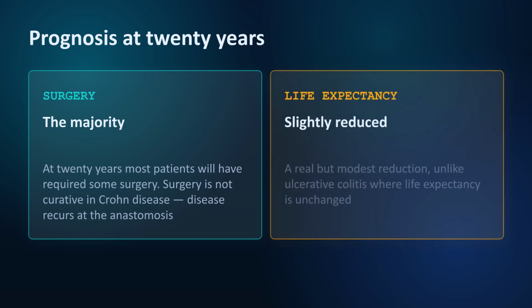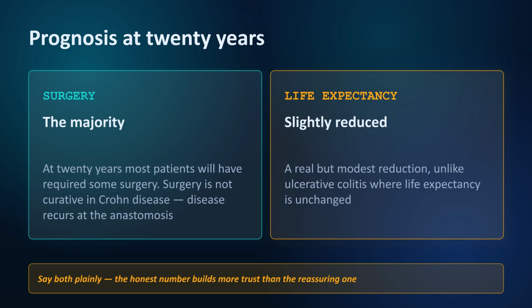Overall life expectancy is slightly reduced. A real but modest reduction. Unlike ulcerative colitis, where life expectancy is unchanged. Say both of those plainly. The honest number builds more trust than the reassuring one. Post-operative prophylaxis is used precisely because recurrence at the anastomosis is expected.